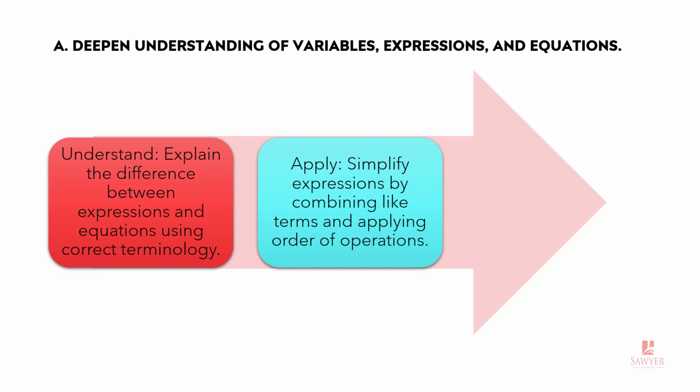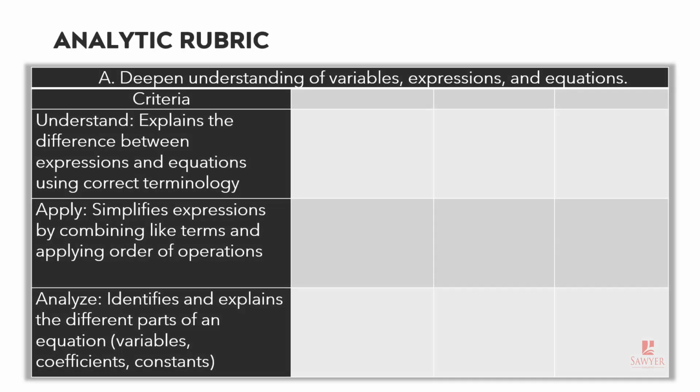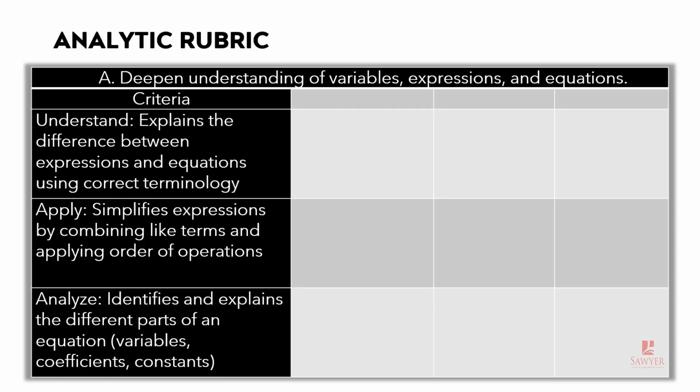Cool. And then the third thing I want them to do, to keep it simple, is to analyze. I want them to identify and explain the different parts of an equation. Yes, it says identify, but explain the different parts of an equation. So even though identify goes way back with the understand part, the explain is where you have analyze. So now we have our 3 different criteria, right? And then we put those in our box over on the left.